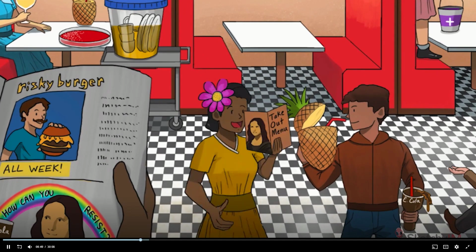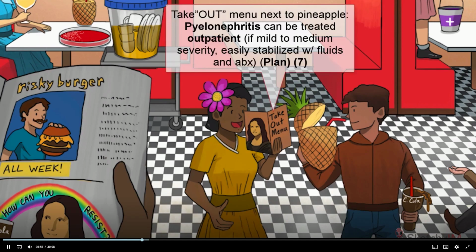Next up, pyelonephritis. Let's mosey on over to Mr. Cool Pineapple Man and his lady friend. Pyelo can get a little crazier, but there are occasions when you can indeed treat pyelo in an outpatient setting. These are patients with pyelo of mild to medium severity who are easily stabilized with fluids and antibiotics. Make sure to have close follow-up to ensure completion of their PO antibiotic regimen.